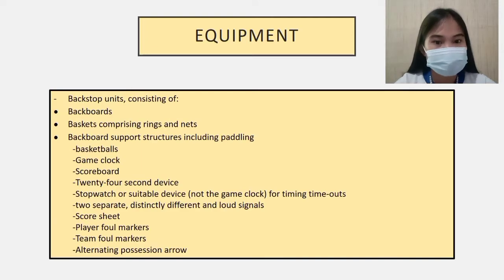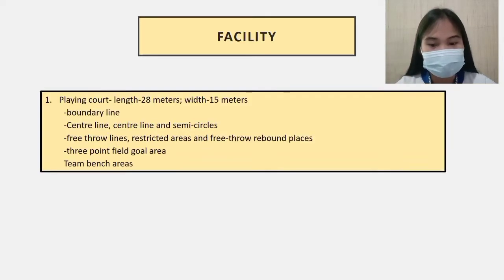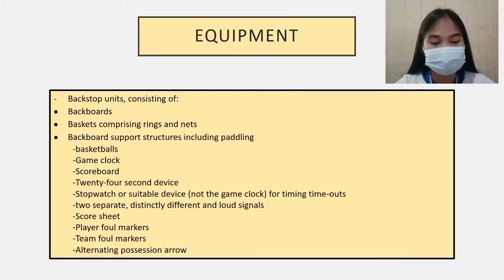We also have the equipment needed to play the game. First, backstop units consisting of backboards, baskets comprising rings and nets, backboard support structures including padding, basketballs, game clock, scoreboard, 24-second device, stopwatch or a suitable device, not the game clock, for timing timeouts, 2 separate, distinctly different and loud signals, score sheet of course, player foul markers, team foul markers, alternating possession arrow. So those were the things needed to play basketball.